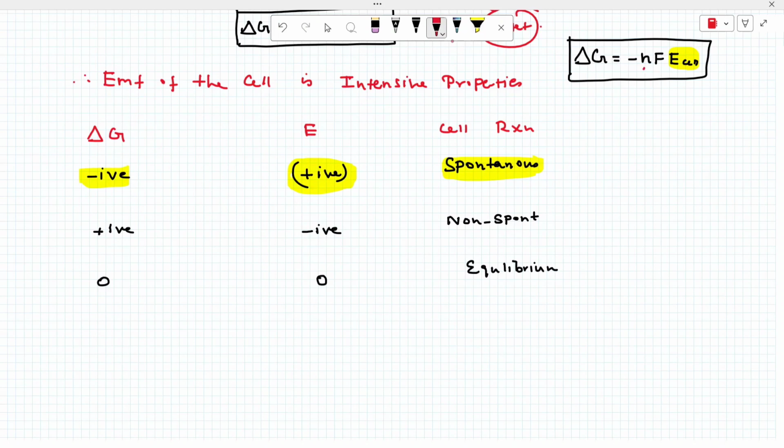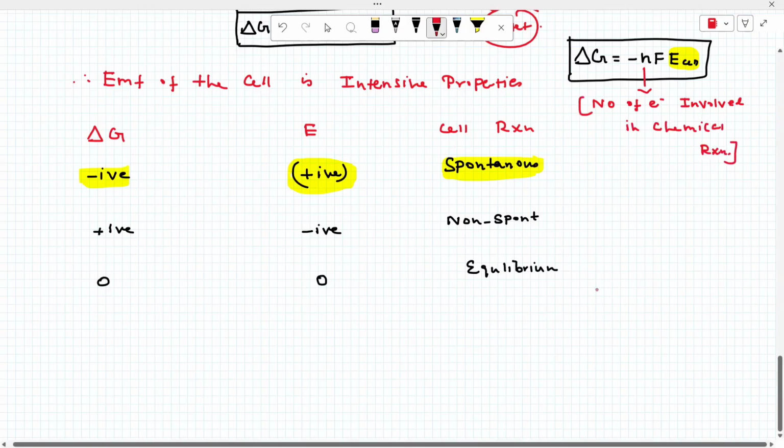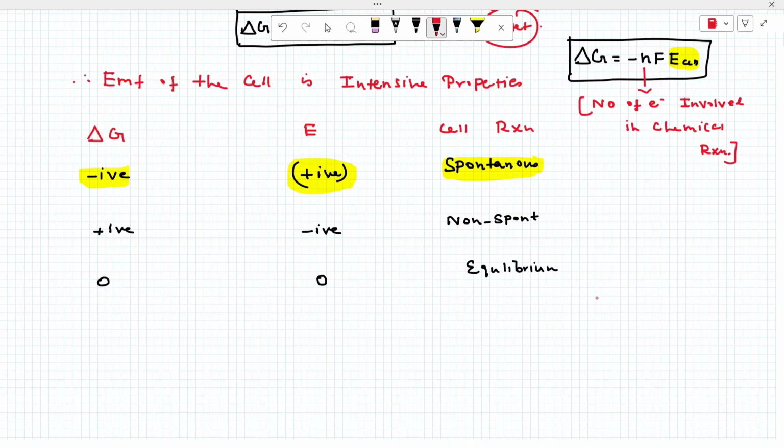Delta G is equal to the number of electrons involved in the chemical reaction. Please note, very important. Okay, now go with the questions.